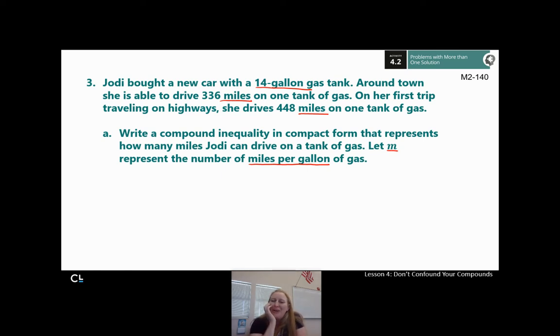So go ahead and hit pause. See if you can write down a compact inequality for this, and then hit play when you're ready to check your work.